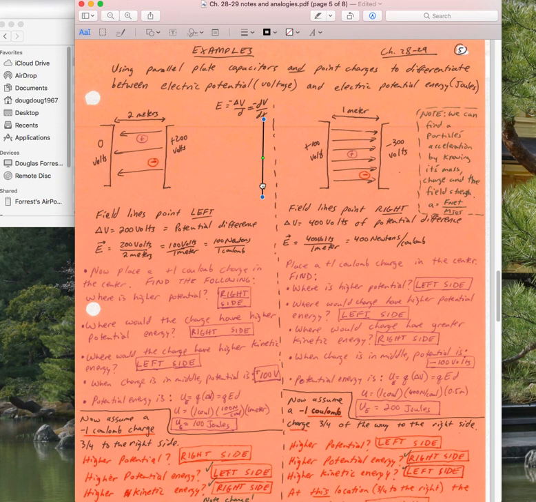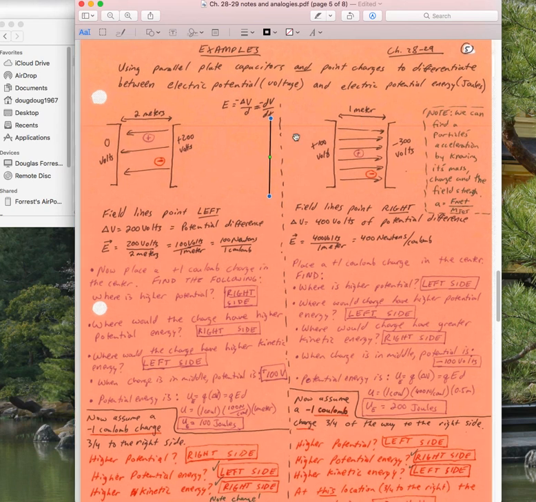Where would this charge experience higher potential energy? Over on the left side. Why? Because I have to push it to the left side. Whereas if I let it go, it's going to automatically accelerate to the right side. So it would have greater kinetic energy on the right side.